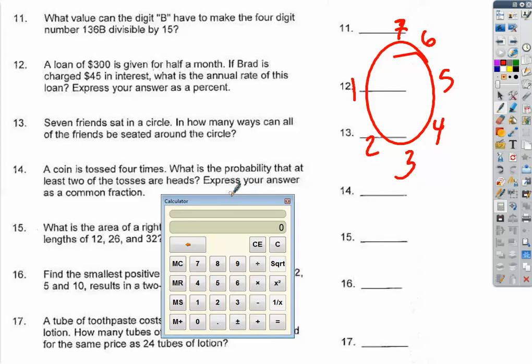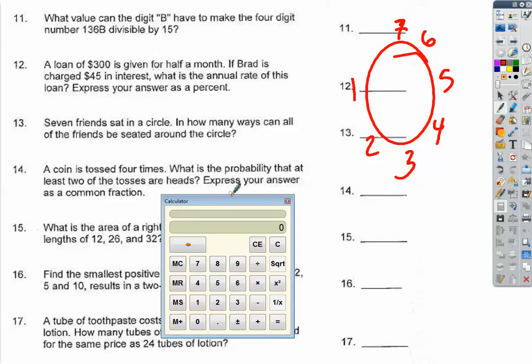7 friends sat in a circle. How many ways can all the friends be seated around the circle? All right, so if I have a circle, there are 7 people who can sit here, then 6, 5, 4, 3, 2, and 1, right? So the easiest thing to do would be to multiply that out, right? But that's not going to get us the answer, I don't think. So 6 factorial.